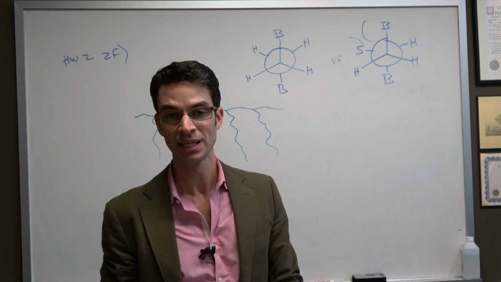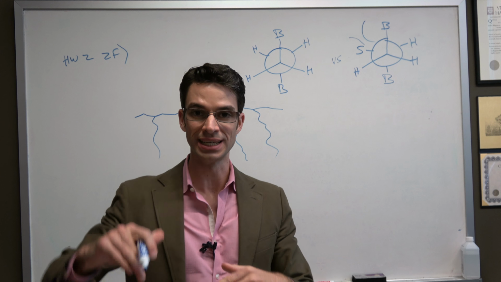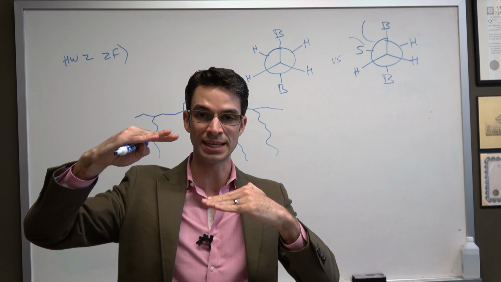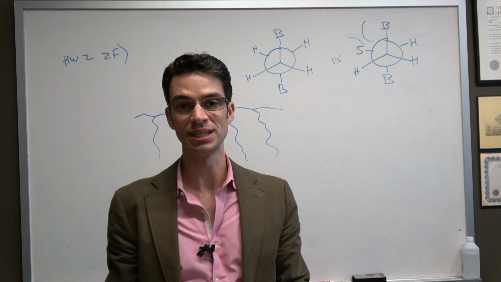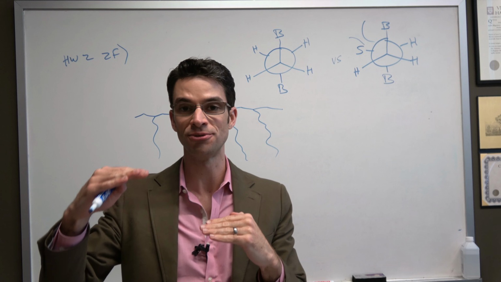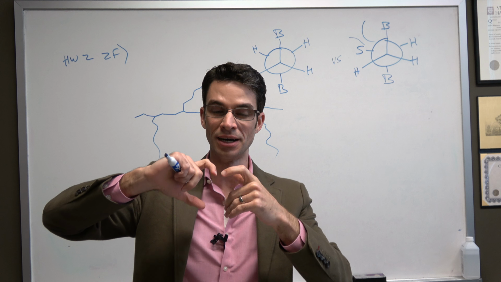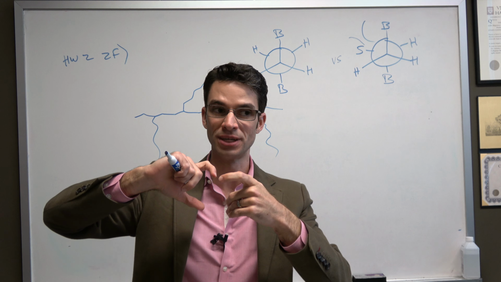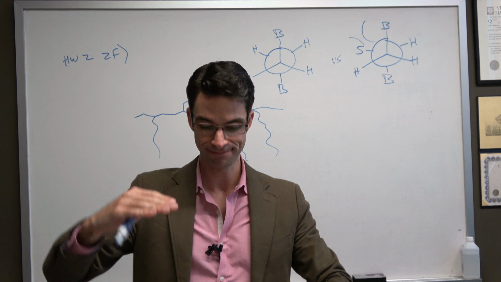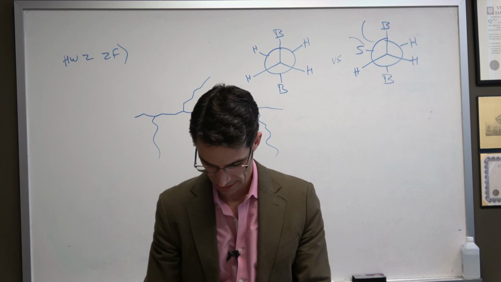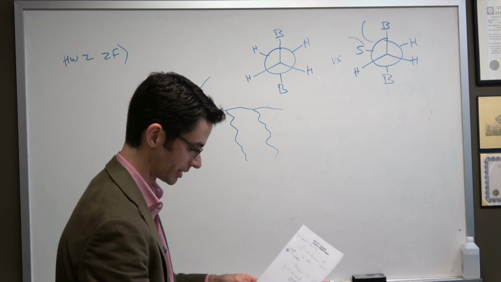So what that's going to do is shrink the gap in energy between the trans state and the gauche state, and therefore increase the relative number of dihedral conformations that are in the gauche state relative to the trans state, because there's not as much of an advantage now to being in the trans state. That's a good question.